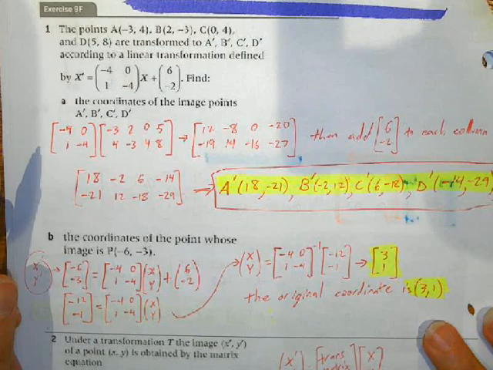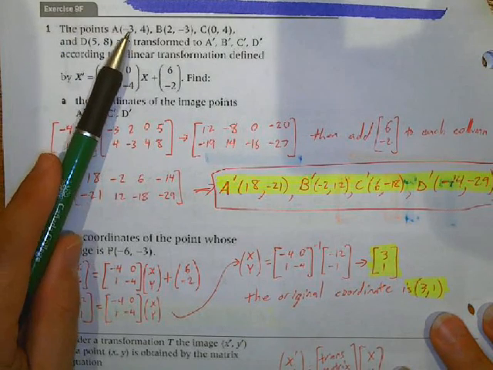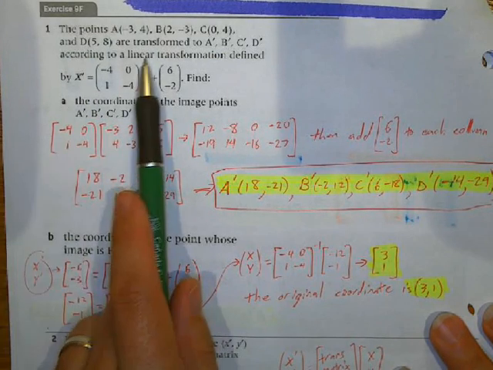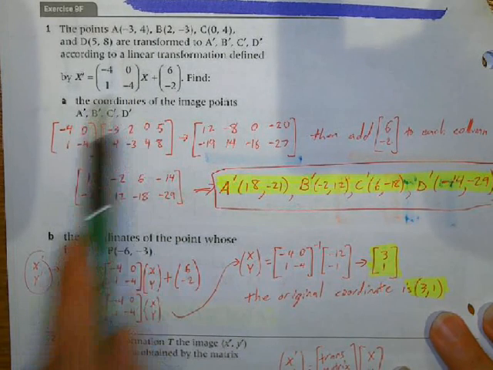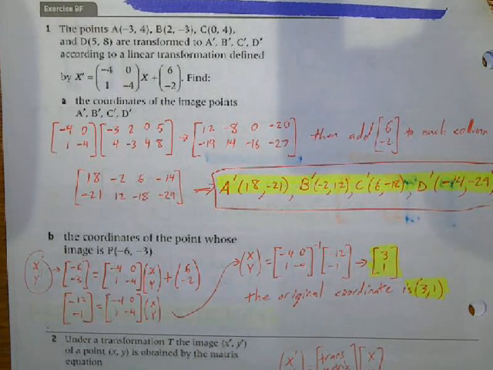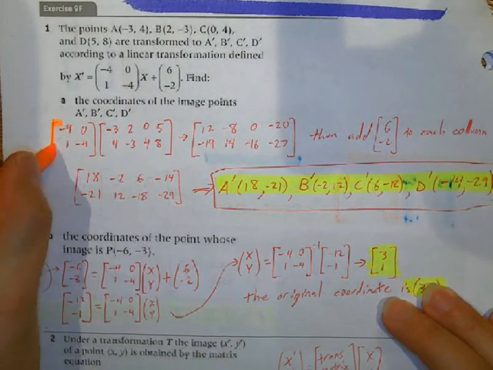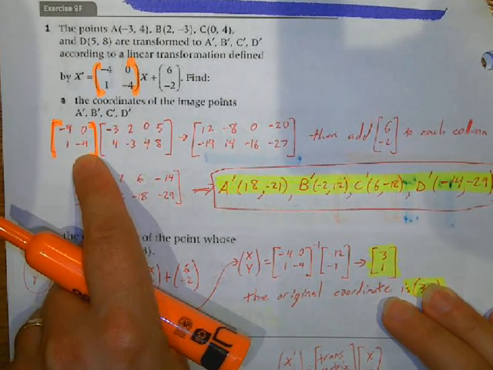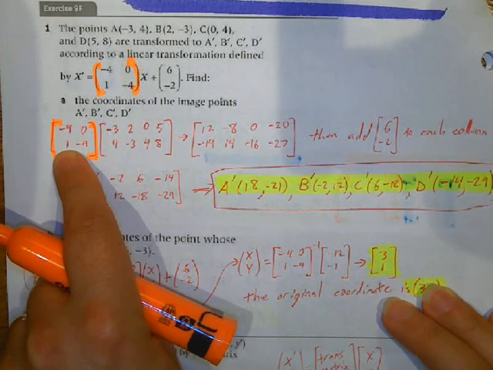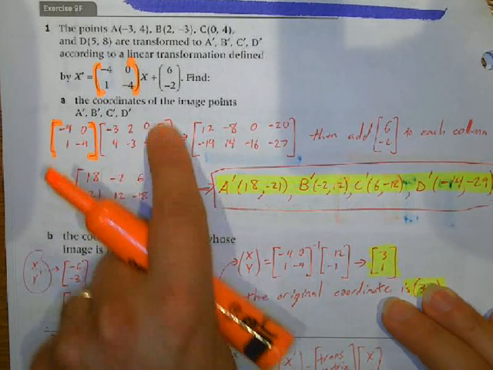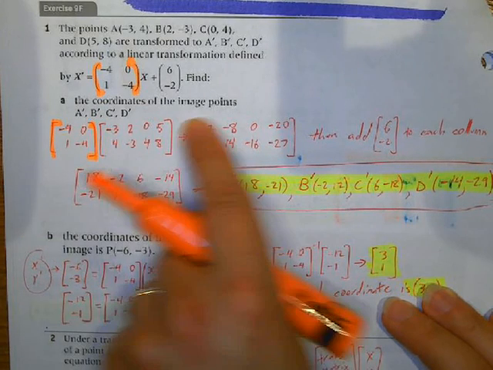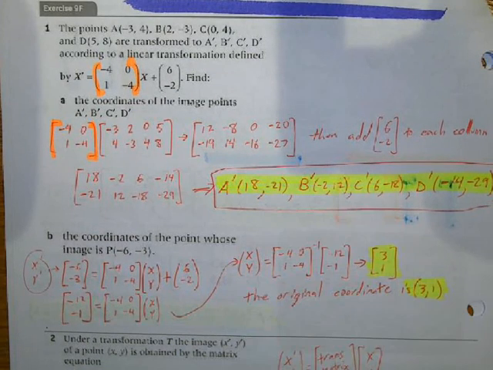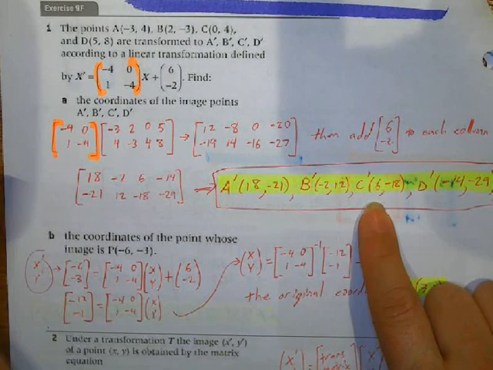Okay. So we've got the points A, B, C, and D, and I've written those points here, A, B, C, D, and we've got this translation that's happening. And so when I multiply this transformation times my original image, I end up getting this image. And then if I add our translation, the 6, negative 2, to each column, I end up with my new coordinates here.